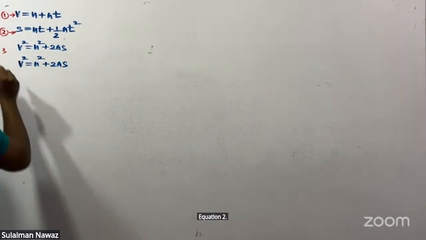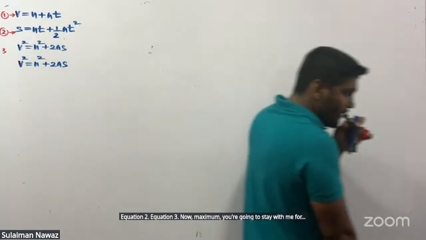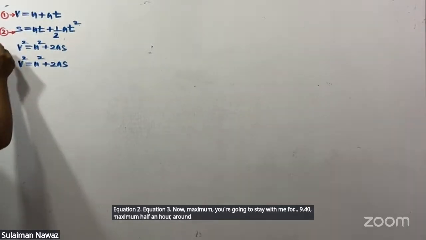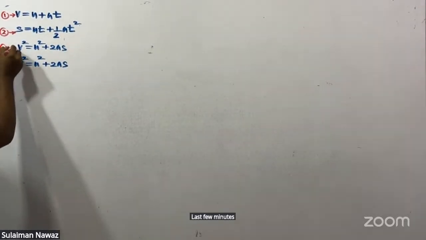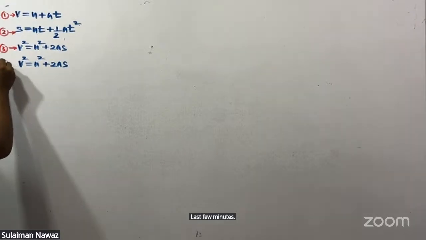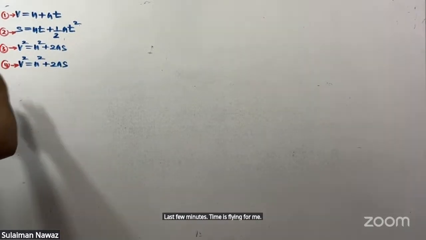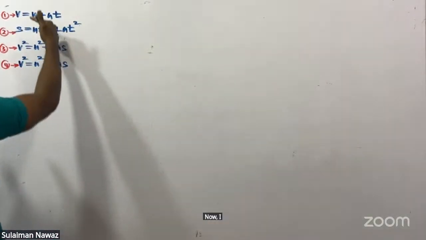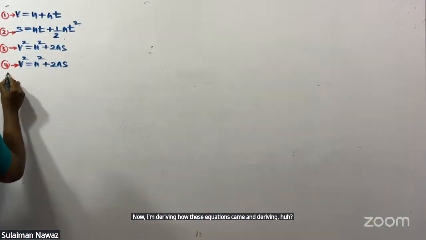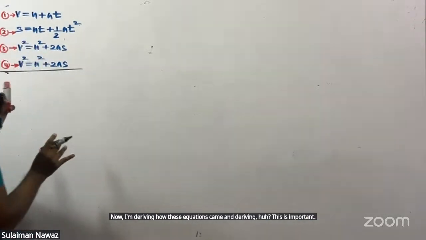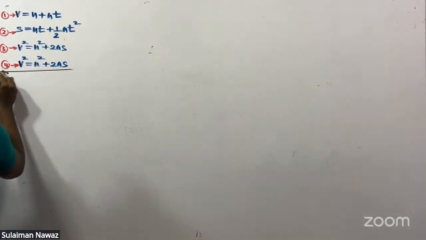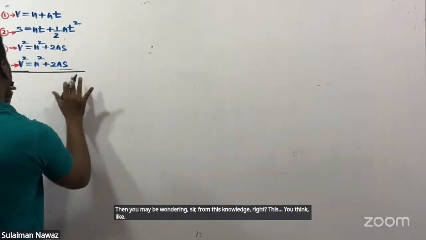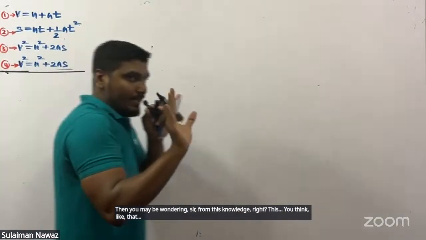Now, you are going to stay with me maximum until 9:40, maximum half an hour, around 35 minutes. The last few minutes, time is flying for me. I feel like time is flying. I don't know how you feel. Now I'm deriving how these equations came. This is important. Then you may be wondering, sir, from this only they have derived this.